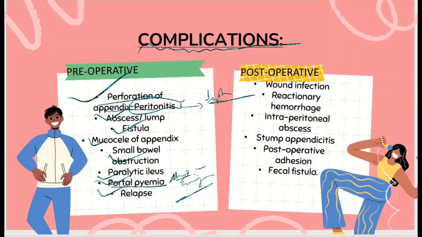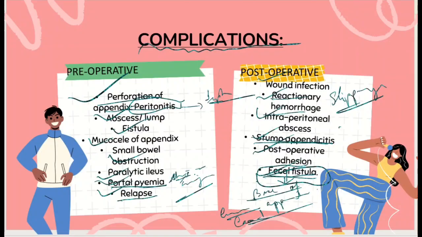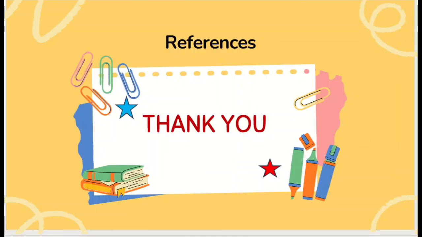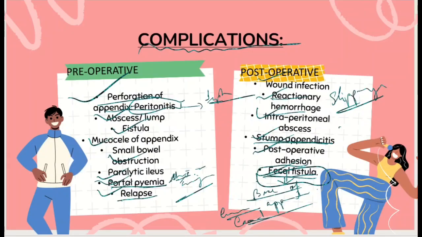Then complications are wound infection, reactionary hemorrhage, that is slipping of the ligature. There may be slippage of the ligature. Intra-abdominal abscess, stump appendicitis. The cecum is fragile, we may perforate it accidentally. That can also lead to fecal fistula.